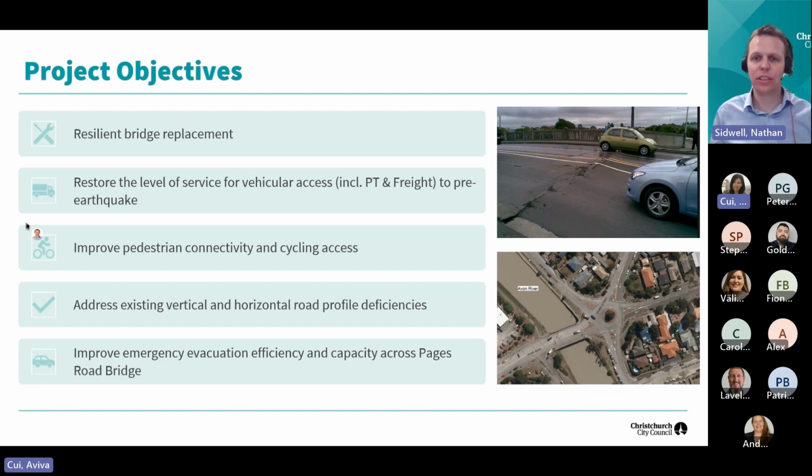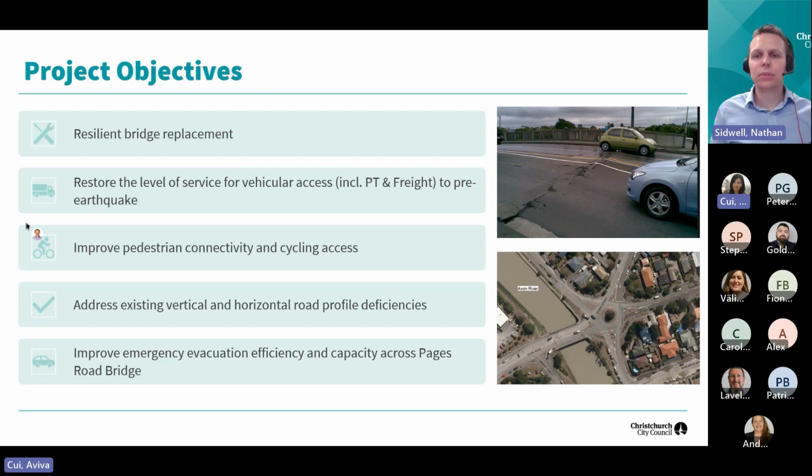We also want to address the existing vertical and horizontal road profile deficiencies. So where that is getting to is the roundabout is very hard to have a clear sight line. That's because the bridges are at a high level and you can't see over it. And also the sight lines throughout the roundabout is far from ideal. And these aren't essentially compliant to the new standards we have today.